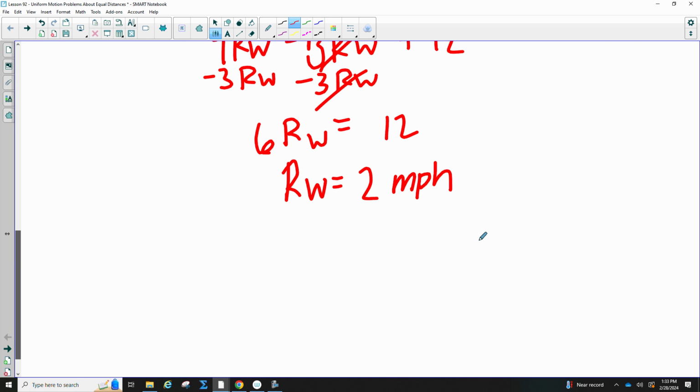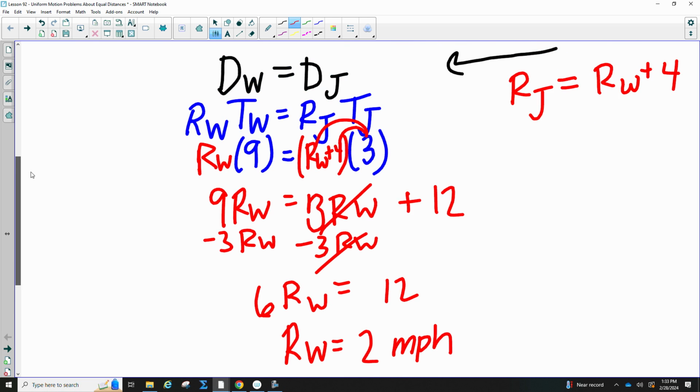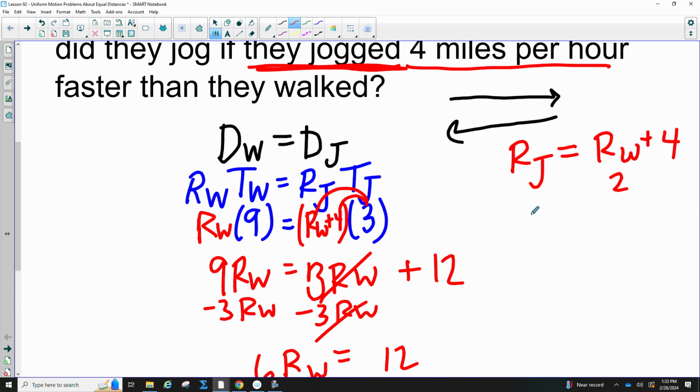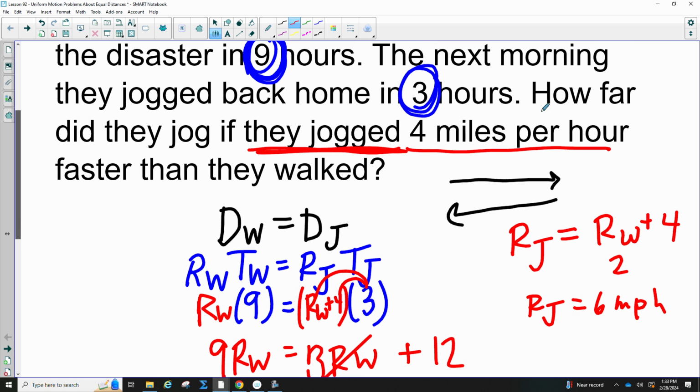Now, always go back and see what they actually asked for. Sometimes they'll say, what are the rates of both? And then I would just go back over here. I would plug in a 2, and that would mean the rate of jogging was 6 miles per hour. Okay? However, they actually asked in this question, how far did they jog?